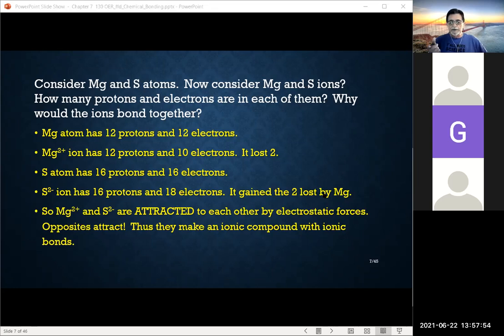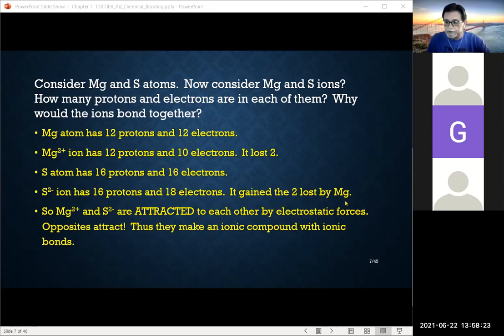Okay, on the other end of the spectrum, you have sulfur that has 16 protons and 16 electrons. Sulfur is in group 6, so it's going to pick up 2 electrons. And now it's isoelectronic with argon, and has a total of 18 electrons by gaining 2. Now the question is, how does the charge come into play?